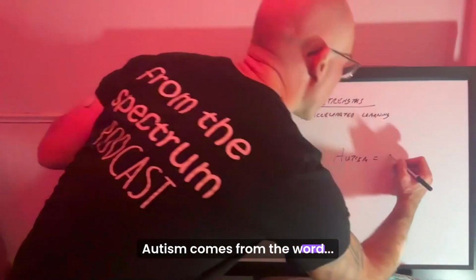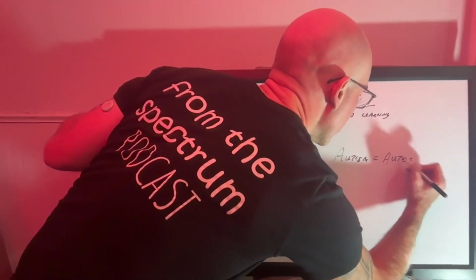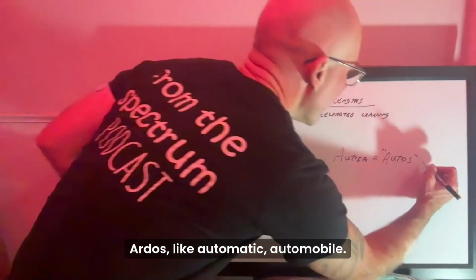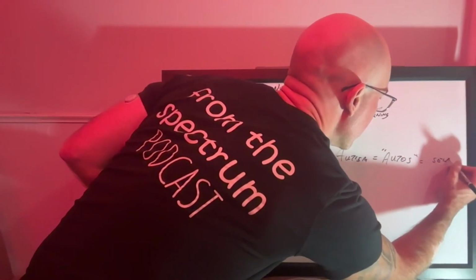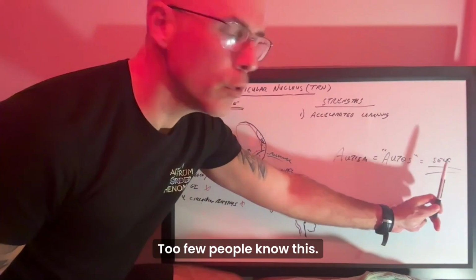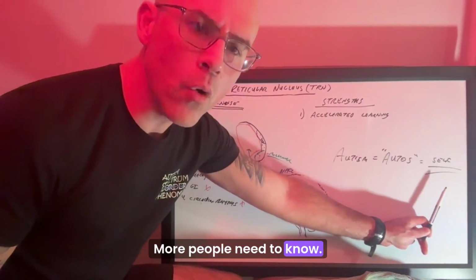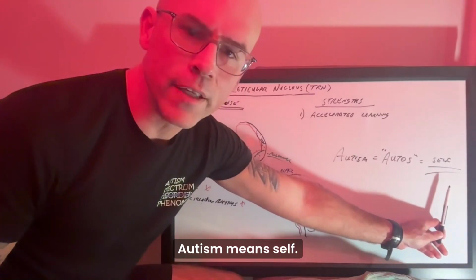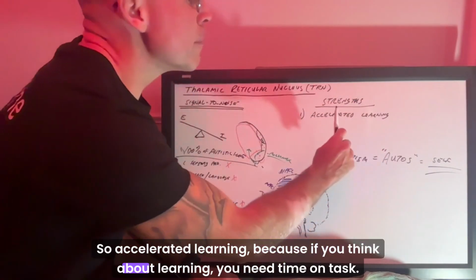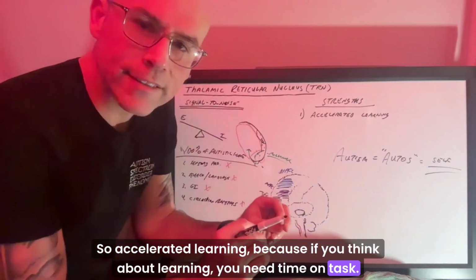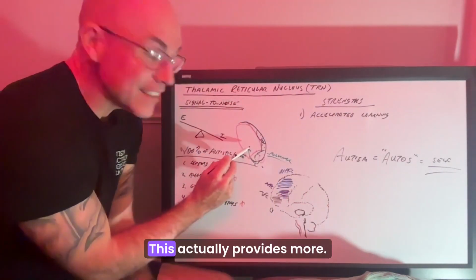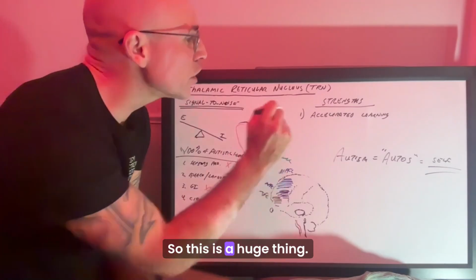Autism comes from the word autos. Autos, like automatic, automobile. This means self. Too few people know this. More people need to know autism means self. So accelerated learning, because if you think about learning, you need time on task. You need access to the information. This actually provides more. So this is a huge thing.